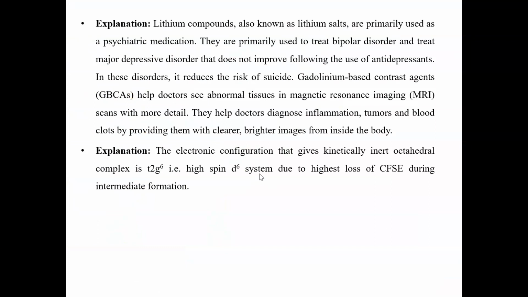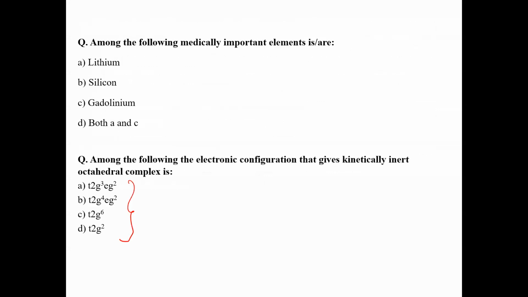If I talk about the second one, the t2g6 configuration will be kinetically inert because there will be the highest loss of CFSE during intermediate formation. You can say 24 Dq. So C will be the right answer for the second one, and D will be the right answer for the first. Clear?